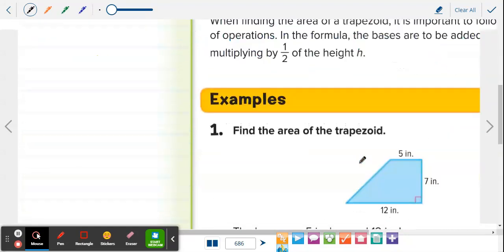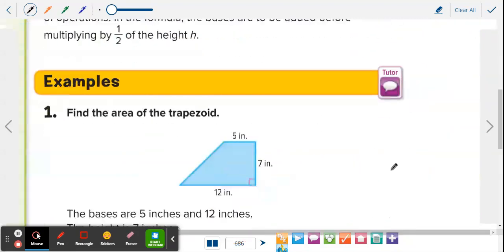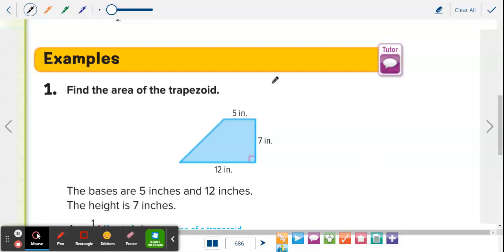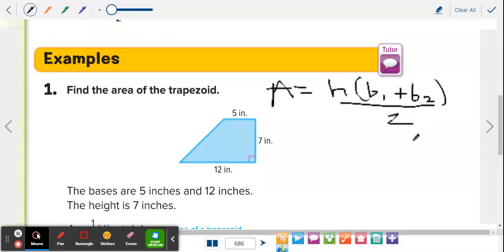So let's go down here and look at number 1. So once again, our area formula for trapezoid is height times base 1 plus base 2 in parentheses divided by 2. So all we're putting in here is 3 numbers. That's it. What is our height of this trapezoid? How tall is it? 7. What would be base 1? You usually go for the top. So it'd be 5. Plus base 2 is usually the bottom. So 12.